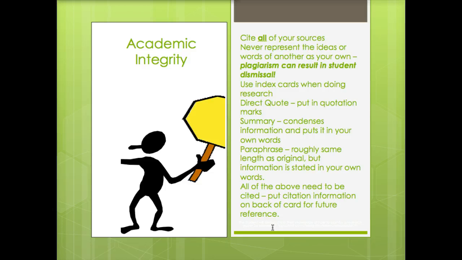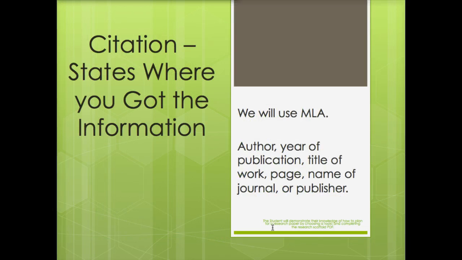But the most important thing is that you are able to then prove what is yours and what is not. That is the most important. This is to save you. So when you cite other sources, you are saving yourself from being considered a plagiarist, okay? So you need to make sure you are able to prove that you got it from somewhere. Citation states where you got the information.